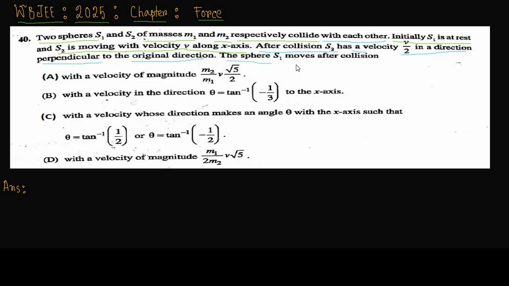We have to find the result, that is, the sphere S1 moves after the collision with what velocity and in what direction. Option A: the sphere S1 moves after the collision with a velocity of magnitude m2 by m1 v root over 5 by 2. Option B: with a velocity in a direction theta equal to tan inverse of minus 1 by 3 to the x-axis. Option C: with a velocity whose direction makes an angle theta with x-axis such that theta equals tan inverse 1 by 2.